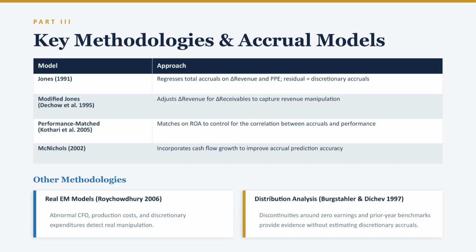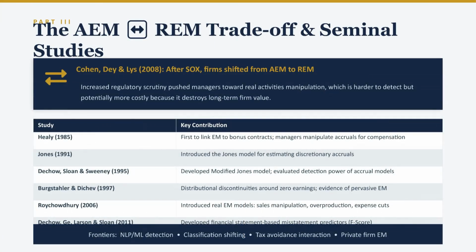Post-SOX. Distribution analysis. Burgstahler and Dichev, 1997, introduced the approach of examining the distribution of earnings around key thresholds: zero earnings, prior year earnings. Discontinuities. Unusually few observations just below the threshold, and unusually many just above, provide evidence of earnings management without requiring estimation of discretionary accruals. An important theme in the recent literature is the trade-off between accrual-based and real earnings management.